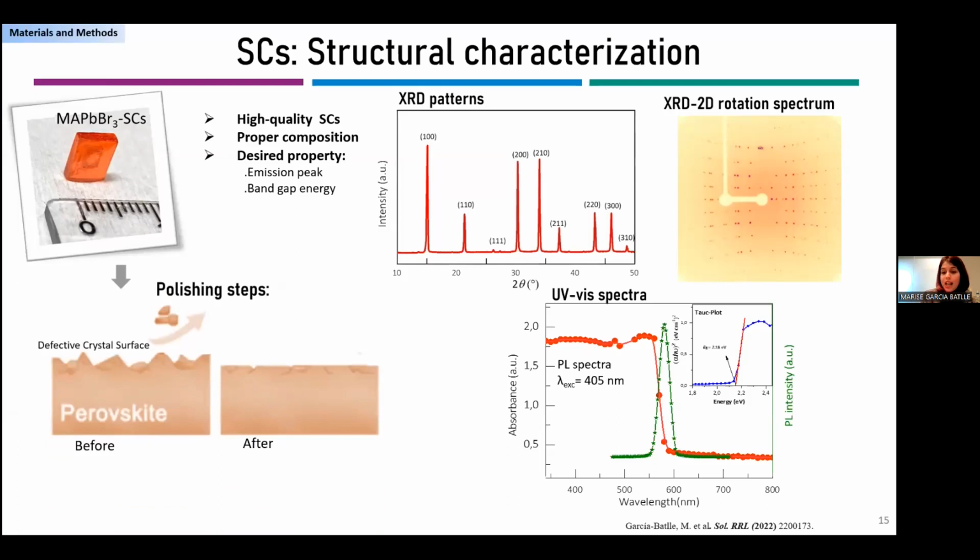We were quite sure of the quality of our samples, but of course, before any deposition of electrodes, we need to polish the surface, because sometimes we have inhomogeneities on the surface of our single crystal.